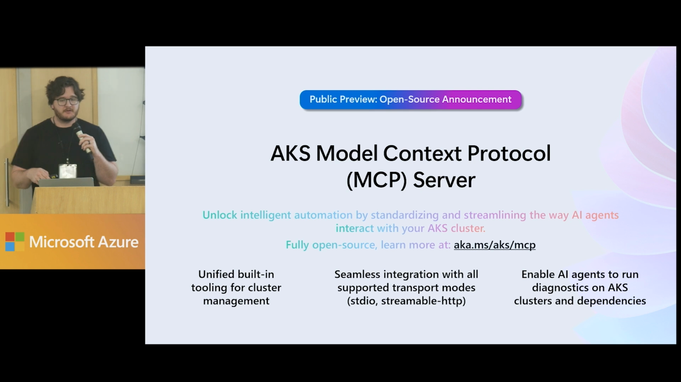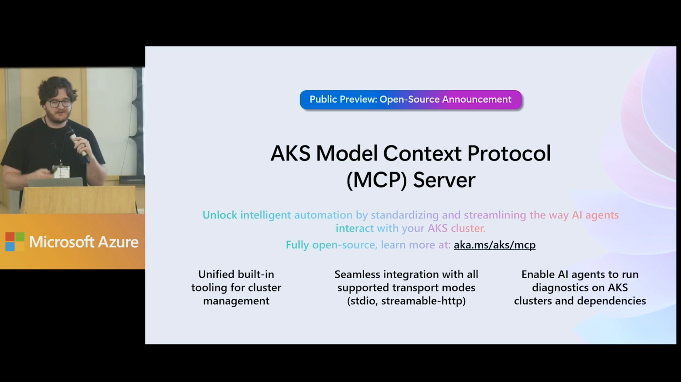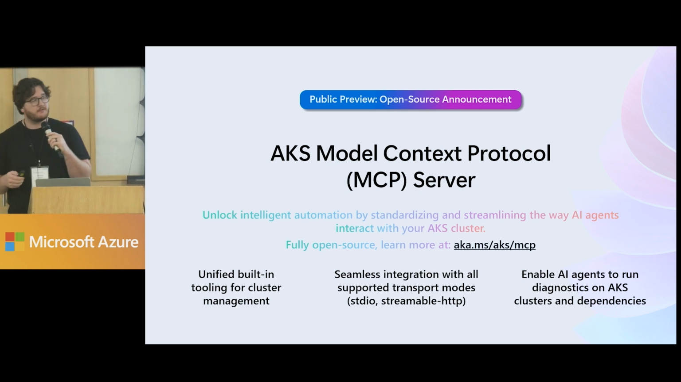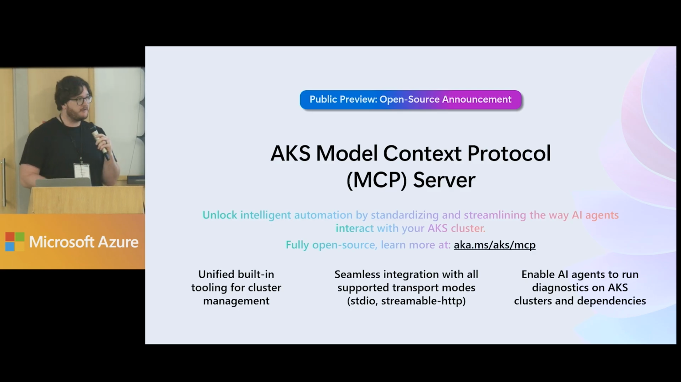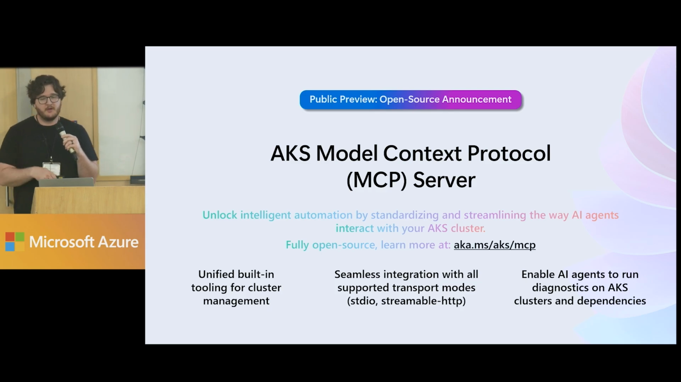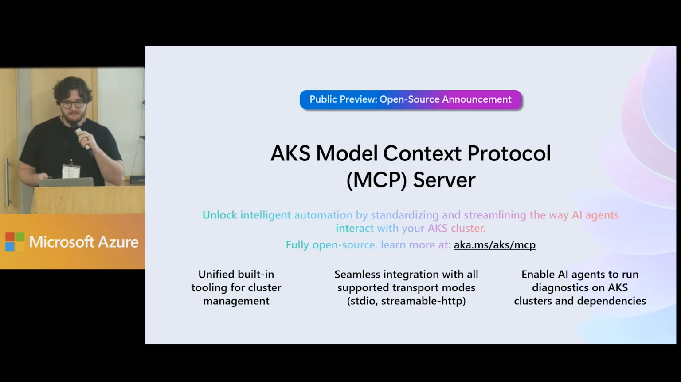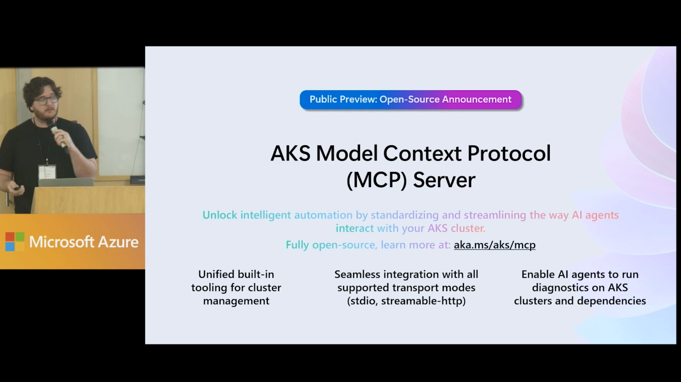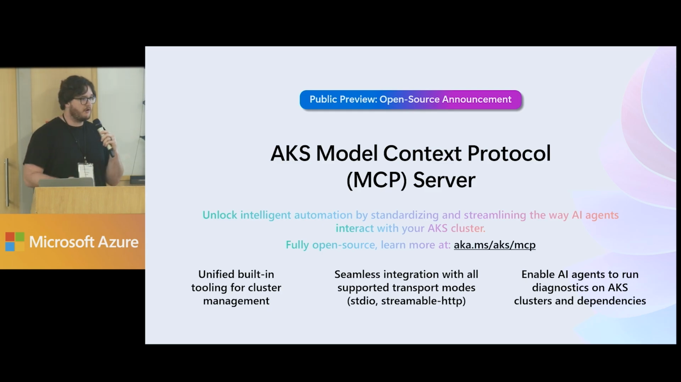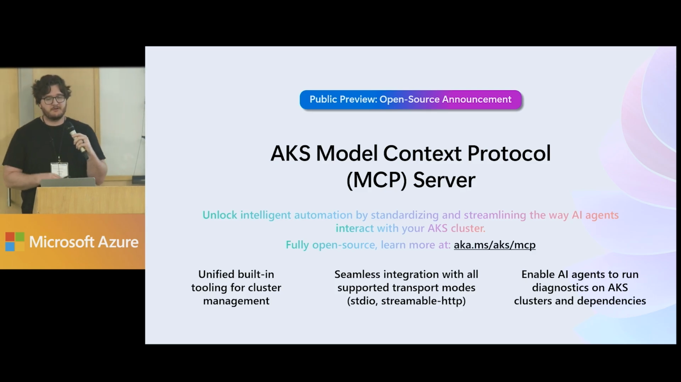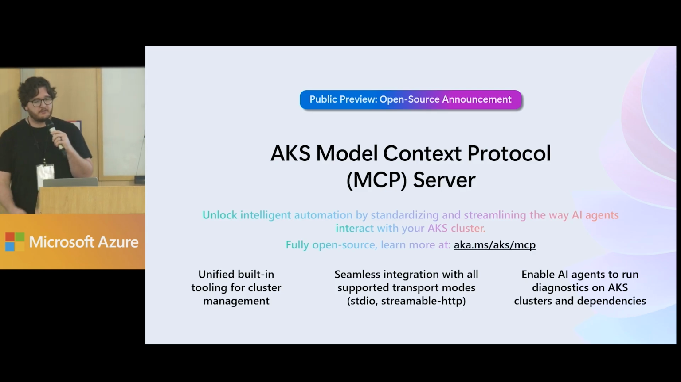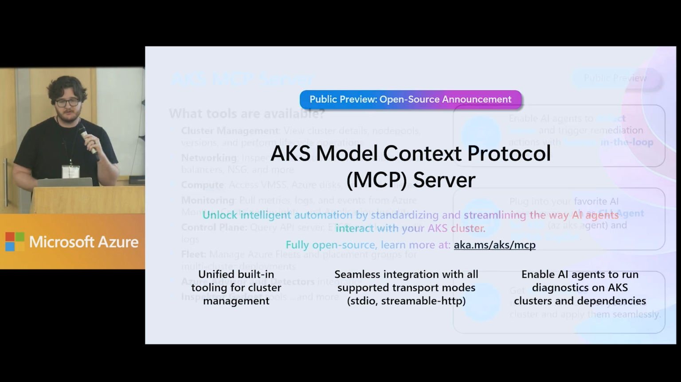The AKS MCP server allows you to unlock intelligent automation by standardizing and streamlining the way AI agents interact with your AKS cluster. The AKS MCP server is fully open source and available on GitHub. It has unified built-in tooling for cluster management, which I'll talk about in a little bit. There's seamless integration with all supported transport modes, such as standard I/O and streamable HTTP. And it also enables AI agents to investigate your AKS clusters and dependencies with tooling that reaches beyond the core AKS resources and includes Azure networking and compute.